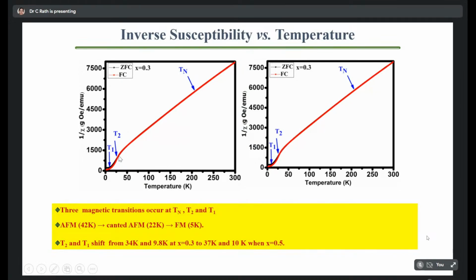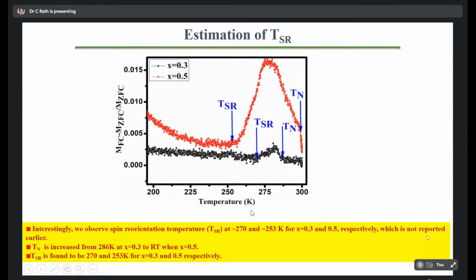So as we increase this iron concentration, TN is of course there, which is enhanced almost up to room temperature, and T1 remains the same, but for the canted antiferromagnetic phase, T2 is 22K and T1 is 5K. T2 and T1 shift from 34K and 9.8K at x equals 0.3 to 37K and 10K when x equals 0.5. So T2 is increasing from 34 to 37, but T1 is almost the same in both cases. Then there is a new feature which we could see when we increased this iron concentration, which could not be seen in the magnetization behavior alone.